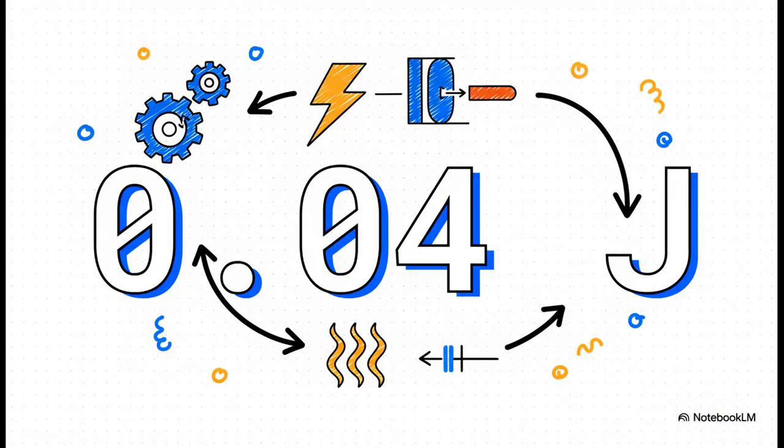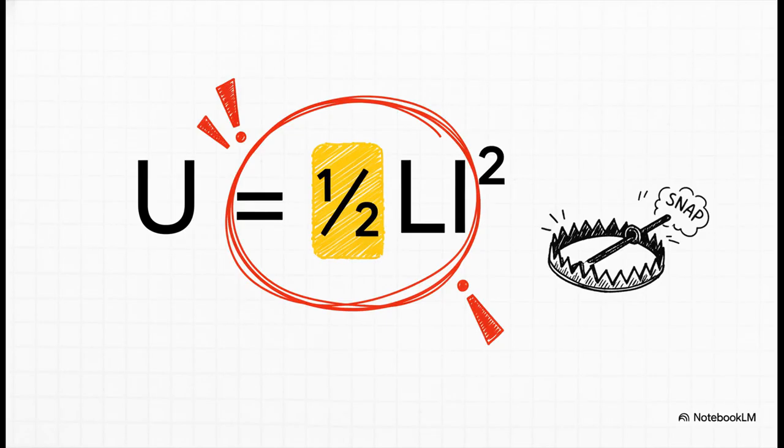Let's plug in some real numbers from a quiz question to see this in action. Say you have a big inductor, 8.0 henries, and you build up a current of 0.10 amps. You run the numbers through the formula, and bam, you find that you've stored exactly 0.04 joules of energy in that magnetic field. It's that straightforward.